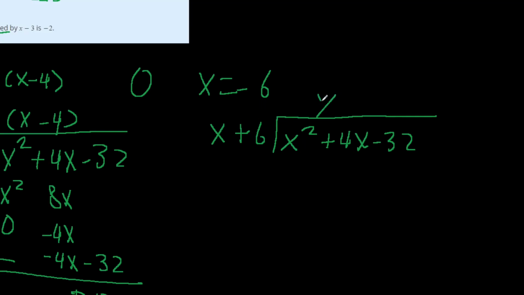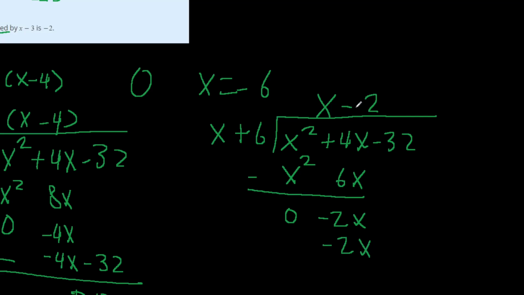x divided by x is x, you multiply it back, x squared plus 6x. You subtract it all, you get 0 and negative 2x. And you divide it again, you get negative 2, and you multiply it back, negative 2 times x is negative 2x, and you do 6 times negative 2, and that's negative 12. And if you subtract that all, what's negative 32 plus 12? Negative 20. And that ends up as your remainder.